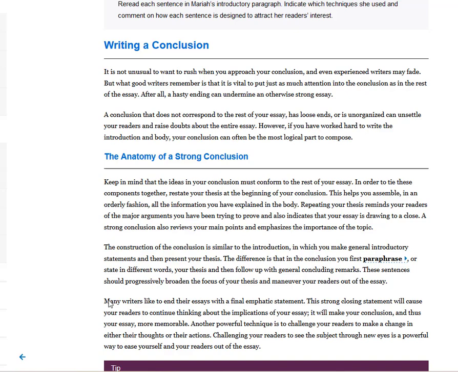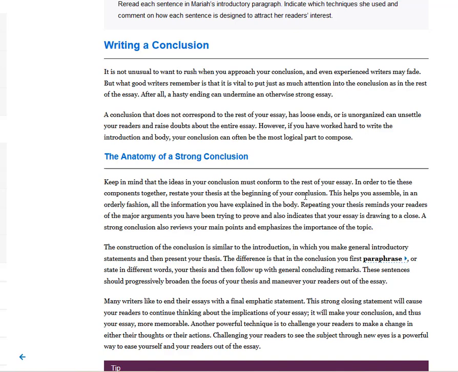Keep in mind that the ideas in your conclusion must conform to the rest of your essay. In order to tie these components together, restate your thesis at the beginning of your conclusion. So the very first sentence of your conclusion is where you restate your thesis. This helps the reader assemble in an orderly fashion all the information you have explained in the body. Repeating your thesis reminds your readers of the major arguments you have been trying to prove and also indicates that your essay is drawing to a close.